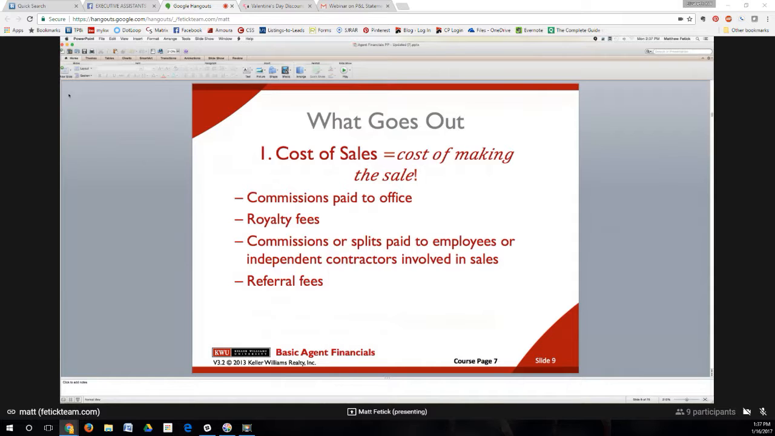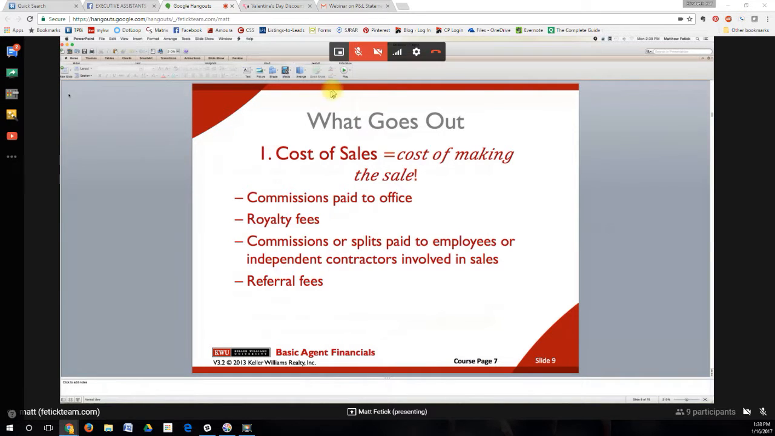So it includes commissions paid to the office, royalty fees paid to KWRI, commissions or splits paid to employees, independent contractors, and referral fees, right? So what goes out when we talk about cost of sale? If I'm the rainmaker and my buyer's agent closes a deal and we're on a 50-50 split and the consumer pays $10,000 at closing, we're going to track the income as $10,000, and then the cost of sale, we're going to track what we paid to the buyer's agent.